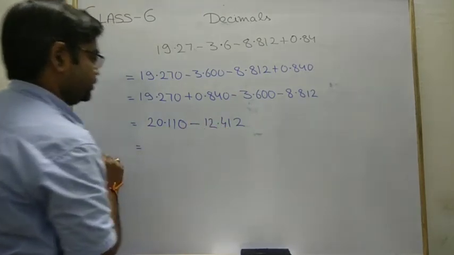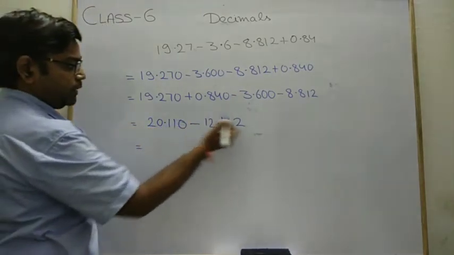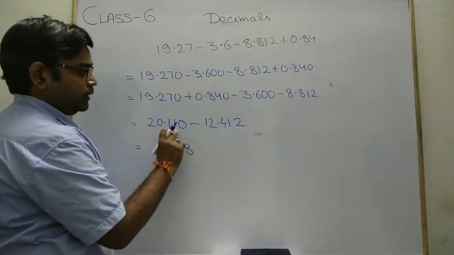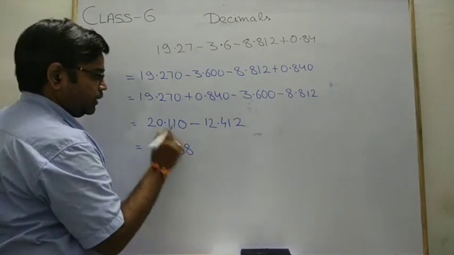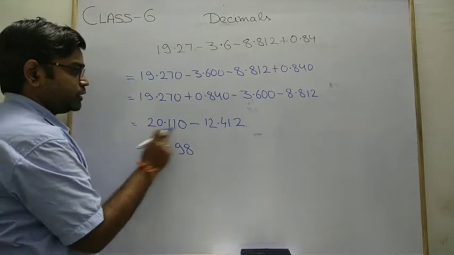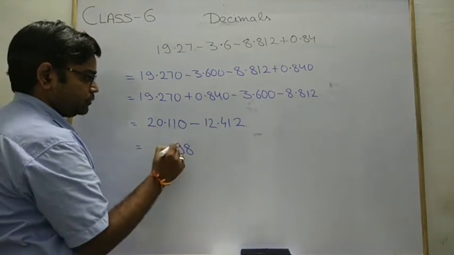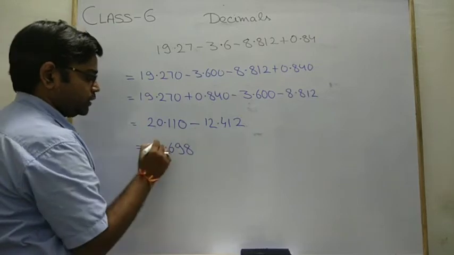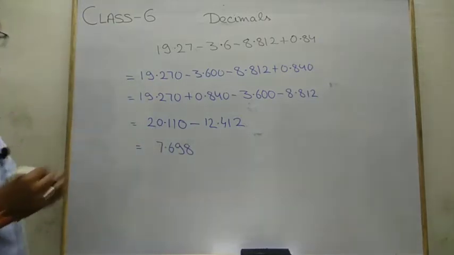Next we do the subtraction. 10 minus 2, it's 8, 0 is there, 1 carry, 10 minus 1, it's 9, again 0 is there, 1 carry from this place. So we have 10 minus 4 is 6. Now here we have 9, so 9 minus 2 is 7. This is your answer.